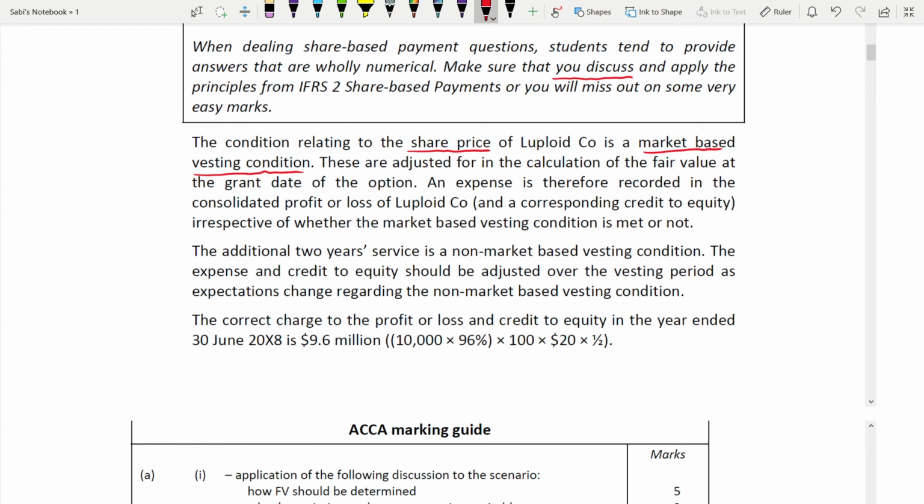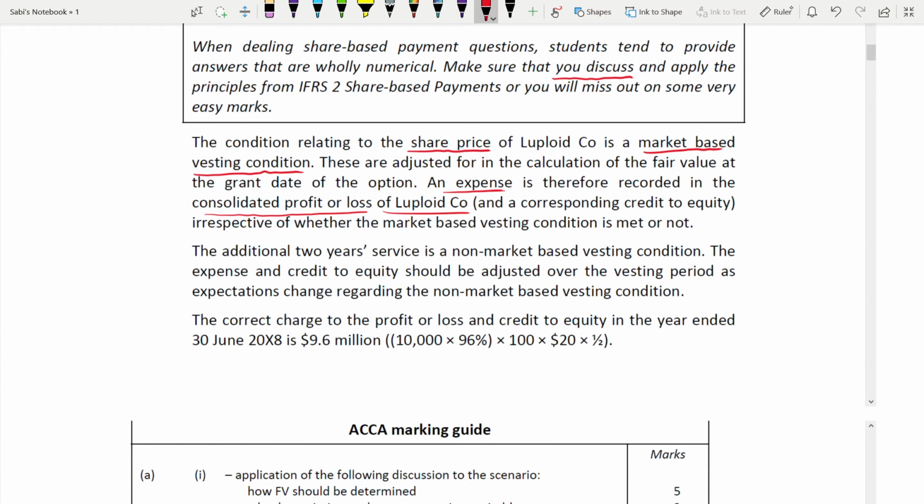Then next, these are adjusted for in the calculation of the fair value at the grant date of the option. Yes, adjusted. An expense is therefore recorded in, where is an expense recorded? In the consolidated profit or loss of Luploid, the parent company. Correct, right? Expense will go to P&L only, consolidated P&L of the parent company.